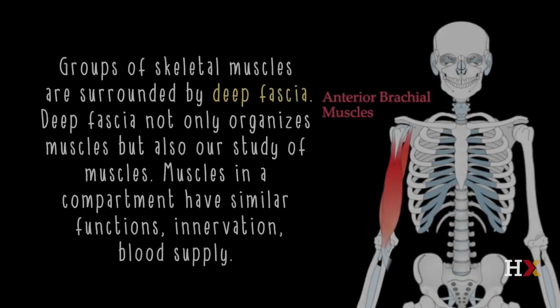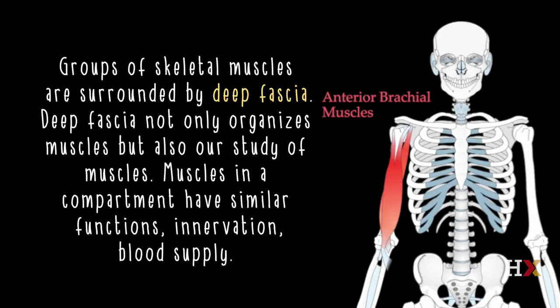And groups of skeletal muscles are surrounded by another layer of connective tissue. So muscle groups are surrounded by a deep fascia. As you'll see, deep fascia not only organizes the muscles in the body itself, but we can also use the groups so defined to organize our study of the muscles. The muscles in a compartment surrounded by deep fascia will have similar functions, innervation, and blood supply. In learning muscles, insofar as possible, we use logical rules and will generalize as much as we possibly can rather than memorizing very small facts.